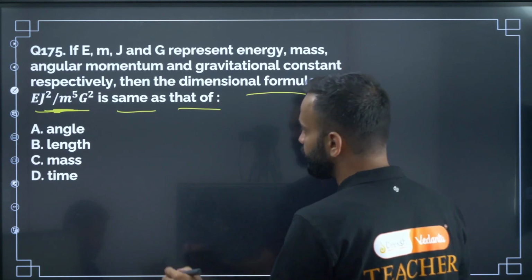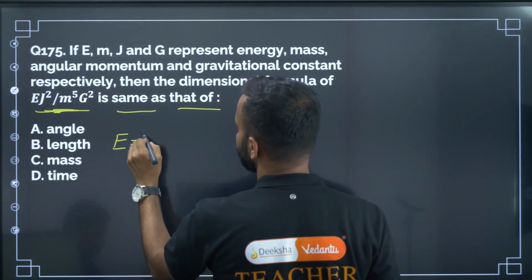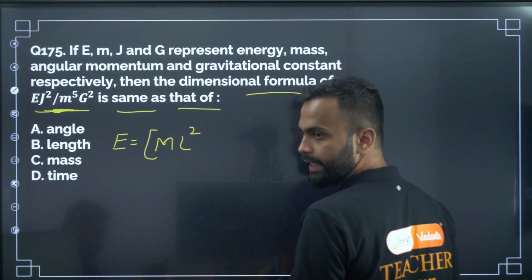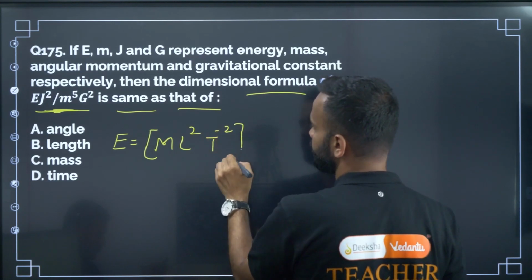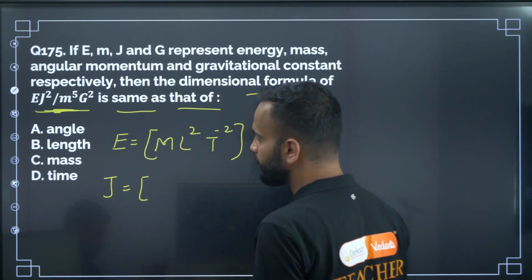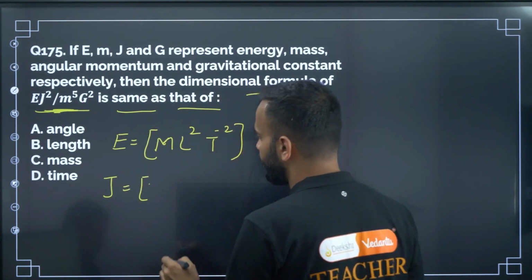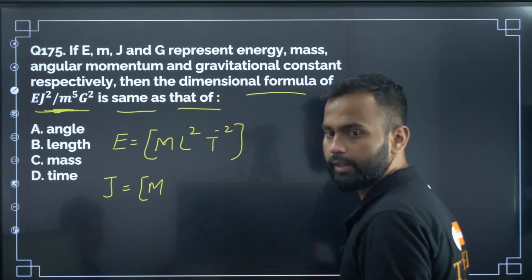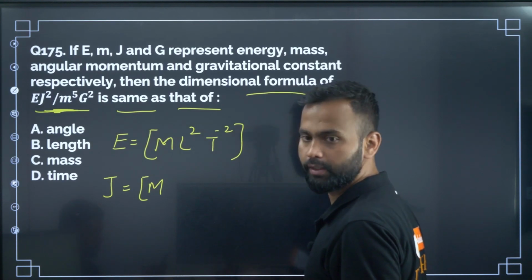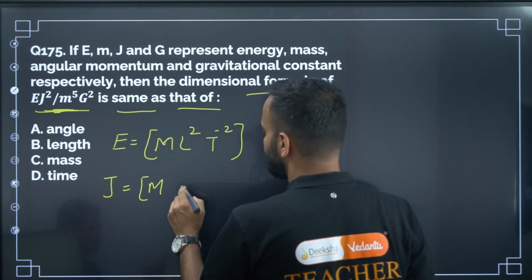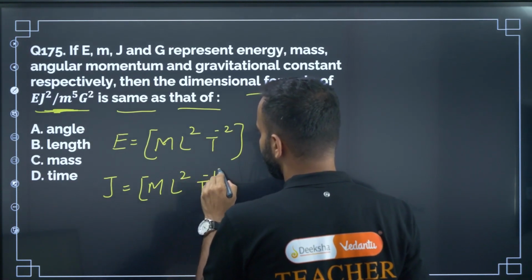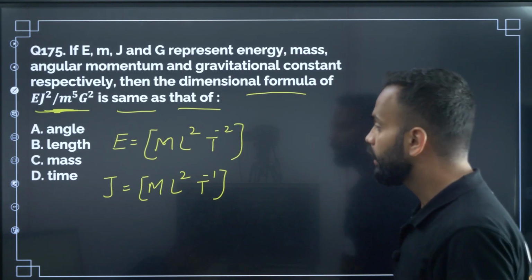Okay, so we know the dimension formula of energy. The dimension formula of the energy is M L² T⁻². What is the dimension formula of the J? That is angular momentum. The dimension formula of the angular momentum is m into v into r, right? M is mass, V is L into T⁻¹, into R. R is L. So L into L, L², right? L² into T⁻¹. This is the dimension formula of J.